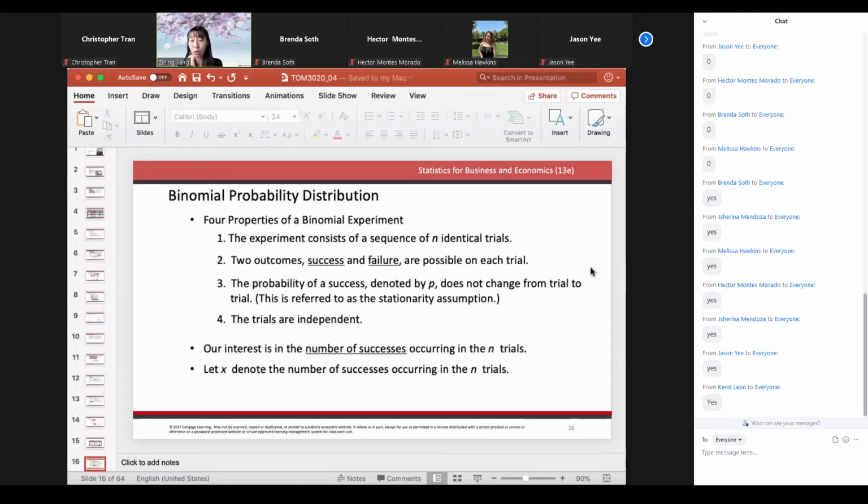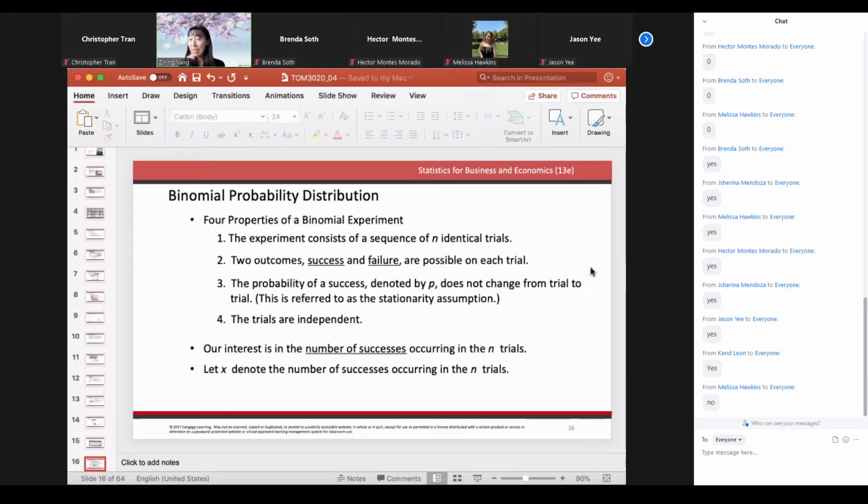Any questions so far? Like calculating mean, variance, and standard deviation? No questions? Good. Everyone else? Yes, okay, okay.